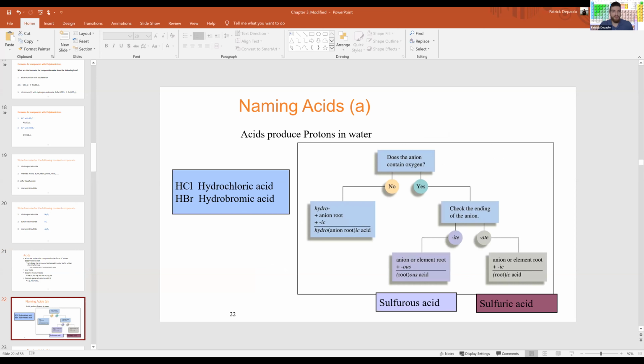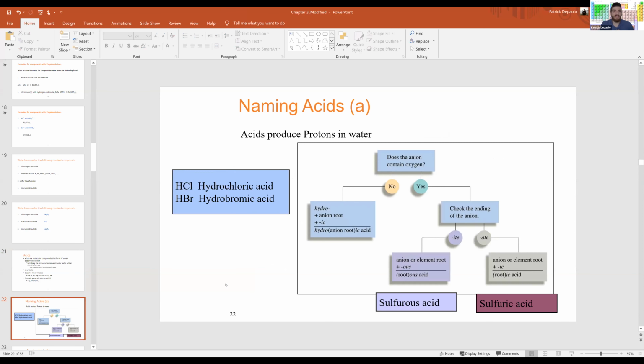Let's keep going. So HCl, hydrochloric acid. HBr, hydrobromic acid. And you can kind of see how they're named, right? Hydro, hydrogen. Chloric, is chloride, it becomes ic for some reason. That's exactly the rule. And same thing, and then there's an acid at the end.